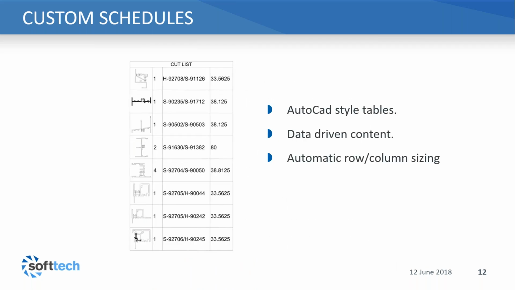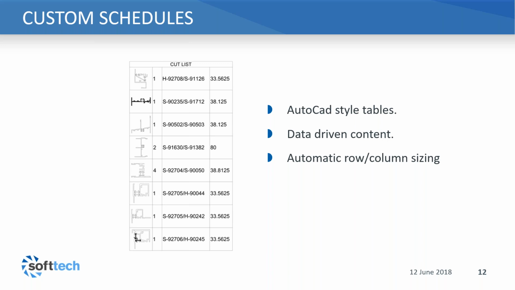Okay, so we wanted the ability to add custom schedules to the drawing. And Taiga supports AutoCAD style tables, which makes this quite a simple process. So these can be anything you want, really. This one here is a cut list. It could be a glass schedule like we just talked about. Pretty much anything that can be queried or determined from a macro can be added to a schedule like this.